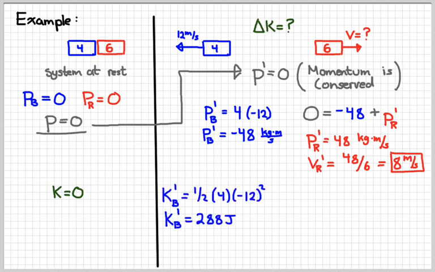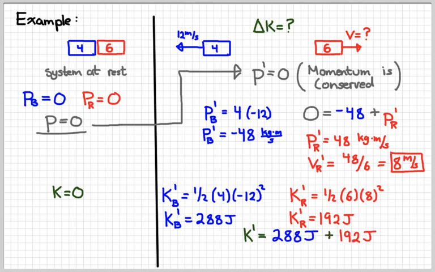Afterwards, I can calculate the kinetic energy of each object just by plugging into the K equals 1/2 mv squared equation. Doing that for the blue object, I get 288 joules. Doing that for the red object, I get 192 joules. Joules is the unit for energy, capital J. If I add those two together, that tells me the total energy after the explosion. So the change in kinetic energy would be 480 minus 0, which is 480 joules.